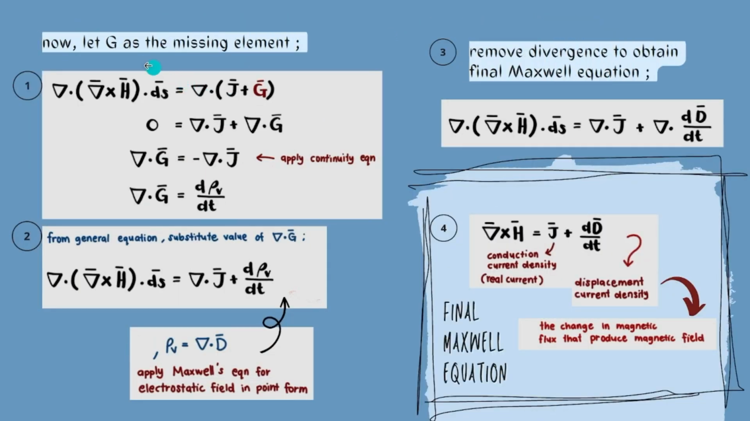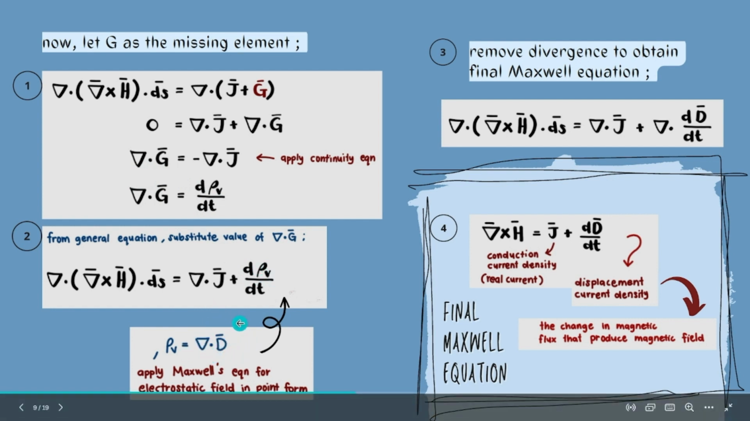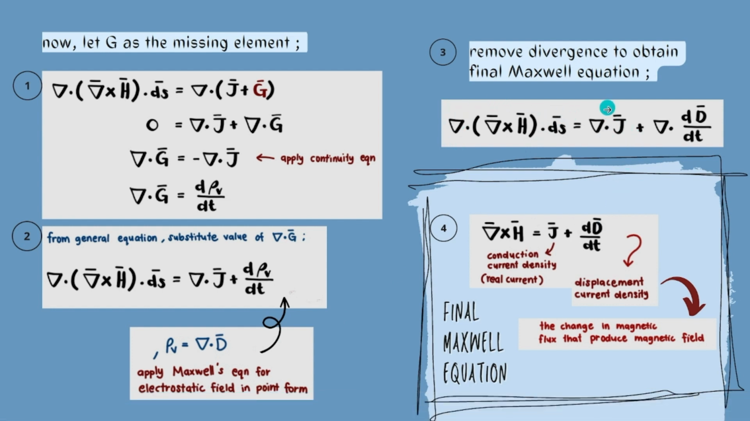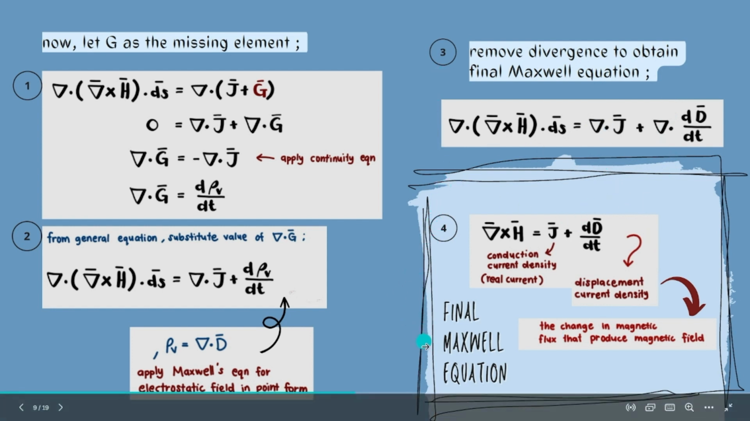So we add the G at the J, which means we add the missing element. After we prove it, we can get the divergence of G is equal to dρV over dt. After that, we put the value of the divergence of G into the general equation, and we substitute the ρV to equal the divergence of the D. Then we remove the divergence from both sides, and we get the final Maxwell equation.